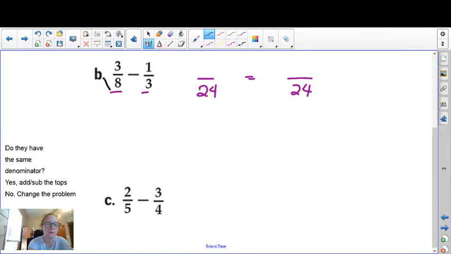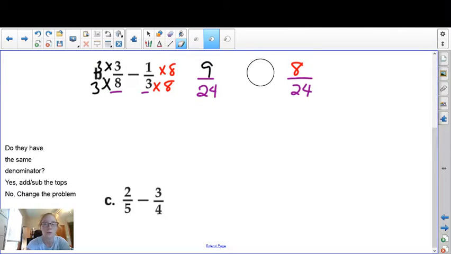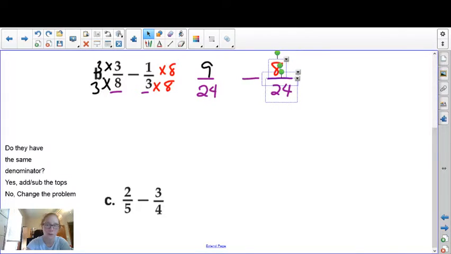So 8 times 3 was 24. So 3 times 3 is 9. 3 times 8 was 24. So 1 times 8. Oops. I just realized that that's an equal sign, and that's not what that needs to be. That needs to be a subtraction sign. And this guy's way too far over, so I'm going to move him back.